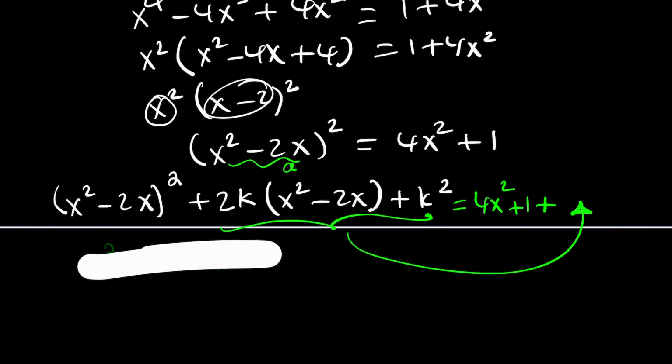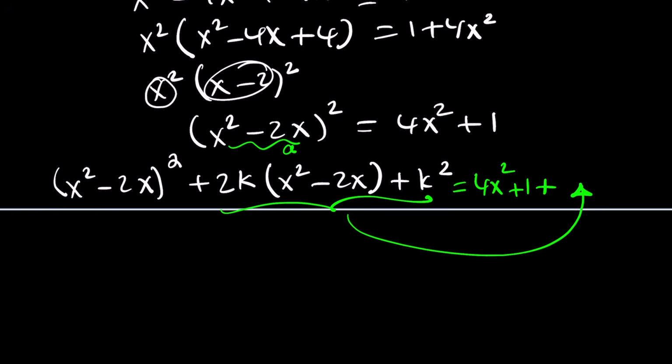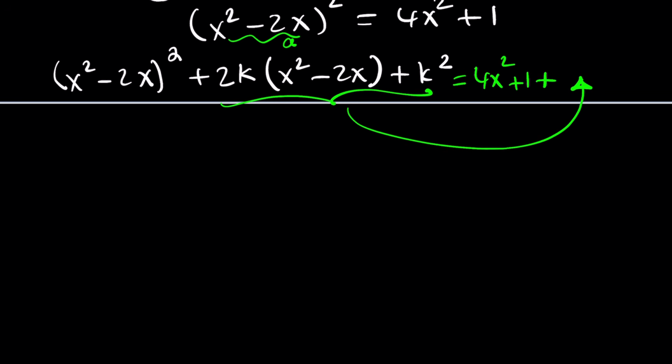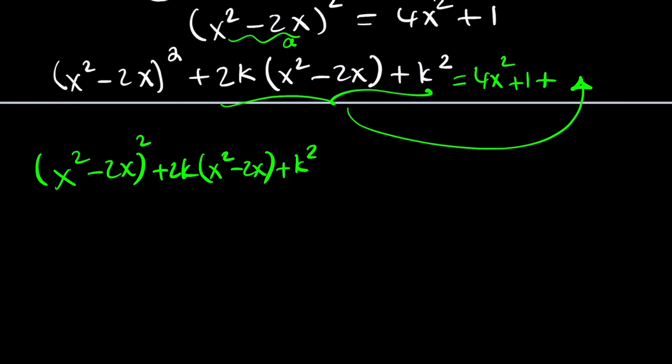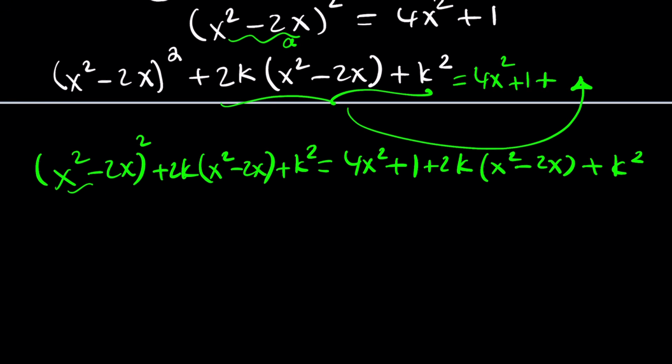Okay, great. Now, what do you do with the rest? Let's see. So we should have something like this. I think this is going to work, right? I hope so. So here's what we get after adding. x squared minus 2x squared plus 2k times x squared minus 2x plus k squared equals 4x squared plus 1 plus 2k times x squared minus 2x plus k squared. Now the left-hand side, if you call this a, this is a plus k squared. In other words, x squared minus 2x plus k quantity squared is going to give you the left-hand side, right? And the right-hand side is, wait, that's not right, is it? A plus k squared, yeah, that's correct. It looked weird to me for a second.